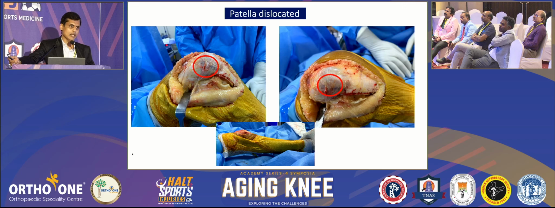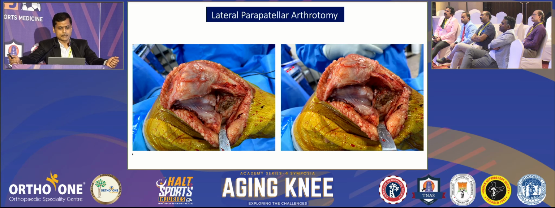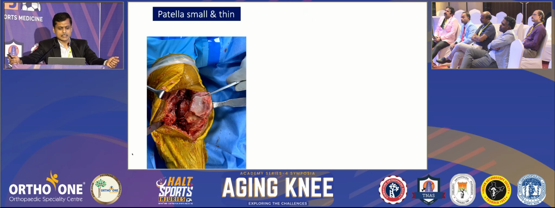So what I preferred was a lateral parapatellar arthrotomy, because I knew that even if we do a medial, we need to do a lateral retinacular release to bring back so much of laxity on the lateral side and on the medial side, and then the contracture. So I preferred a lateral parapatellar. After the arthrotomy, I found the patella was too small and thin. It was almost excavated, a huge defect.